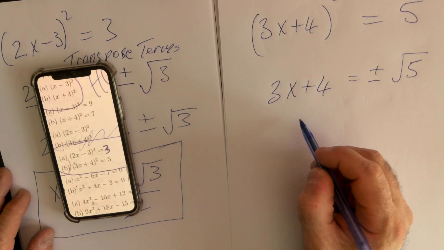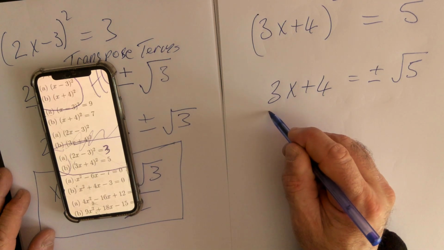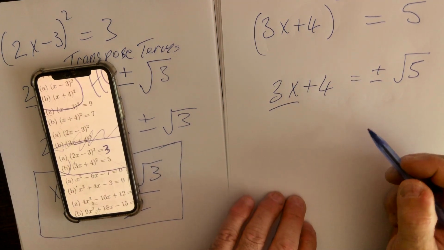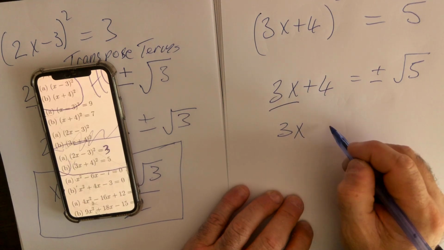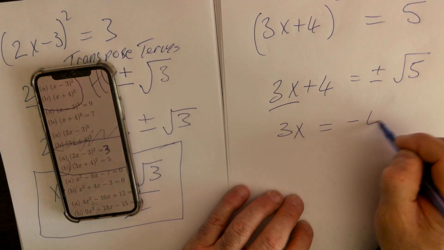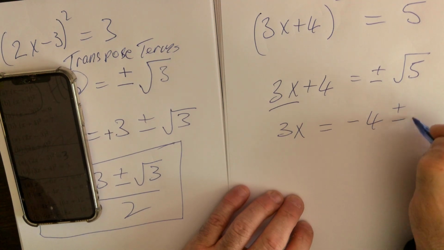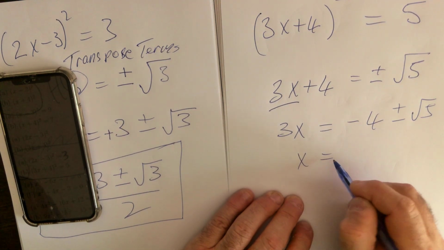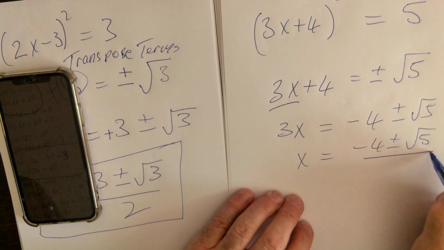Okay, let's keep this on the left, transpose the plus 4, 3x equals minus 4 plus or minus square root of 5, divide down the 3, x equals minus 4 plus or minus square root of 5 all over 3.